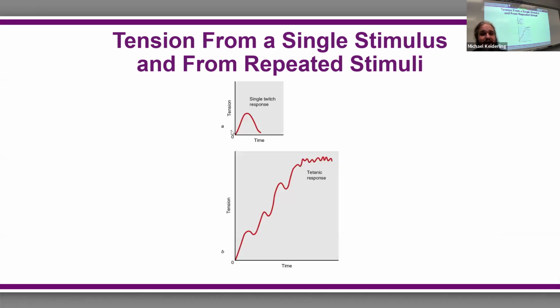So a single twitch response gets this much stimulus, but if you get repeated pulses, you get an increase, then another increase, then another increase, then another increase, and it stabilizes up here. And that's what happens in general when you're doing a longer force and a higher force.